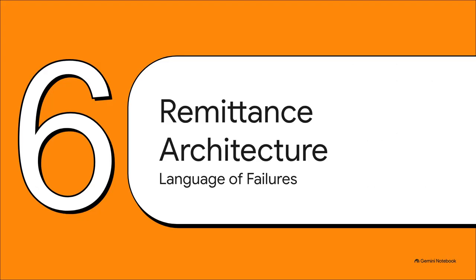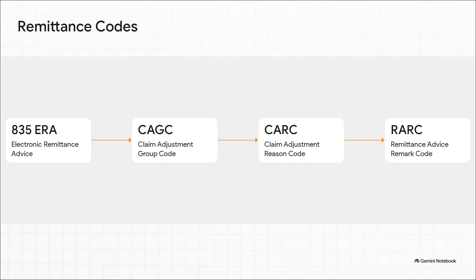Finally, Section 6, Intro to Remittance Architecture, or as I like to call it, the language of failures. Now that we know the mechanical difference of why claims fail, we have to preview the electronic language payers use to actually communicate those specific failures back to us via the 835 ERA. Think of this as a translation pipeline. When an 835 electronic remittance advice drops, it doesn't just broadly say no. It gives us a layered alphanumeric code structure, moving from the big picture financial impact all the way down to the hyper-specific clinical reason for the adjustment.